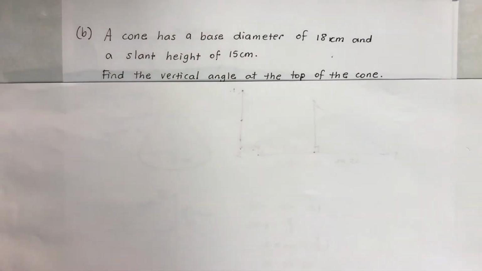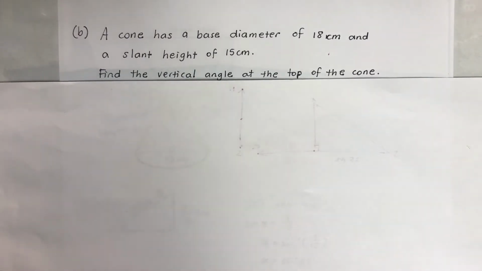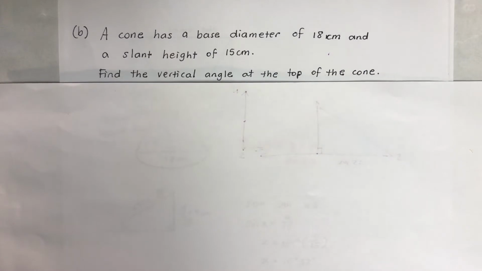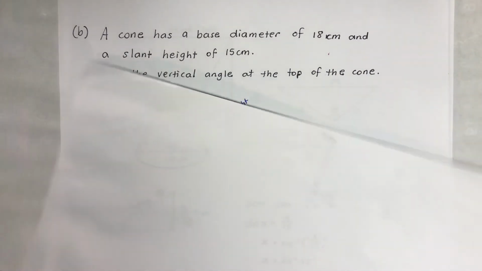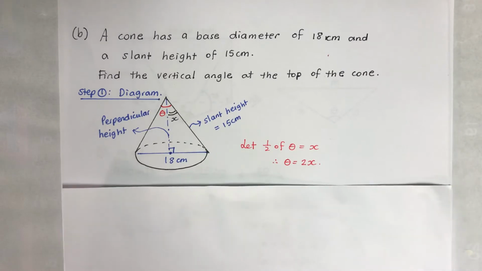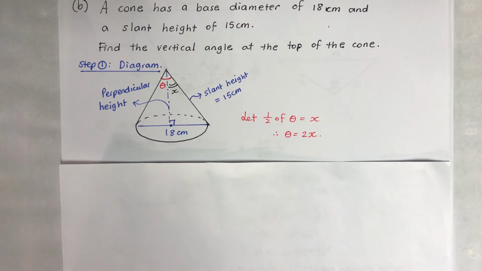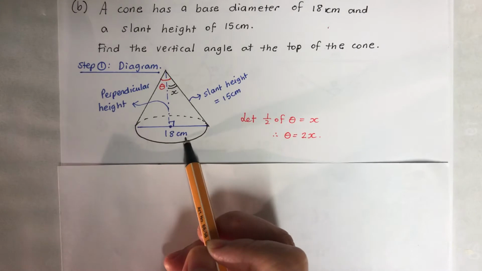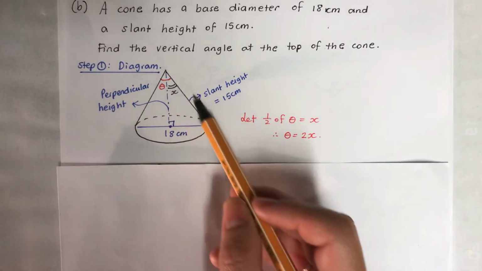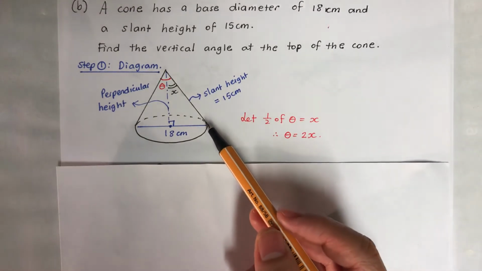Next question, part B. A cone has a base diameter of 18 centimeters and a slant height of 15 centimeters. Find the vertical angle at the top of the cone. All right, so let's have a look. First step is always a diagram. So you sketch the cone and the diameter, not the radius, it's a diameter. So it's 18 centimeters all the way. Now this is the slant height. Slant height is for cones and pyramids.